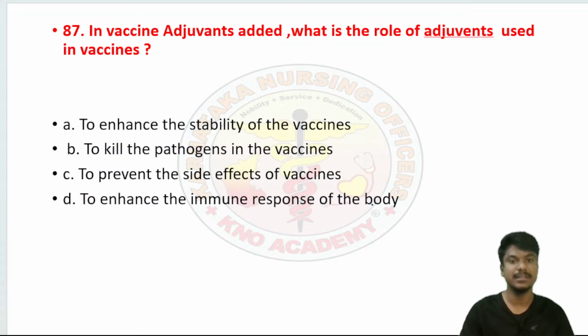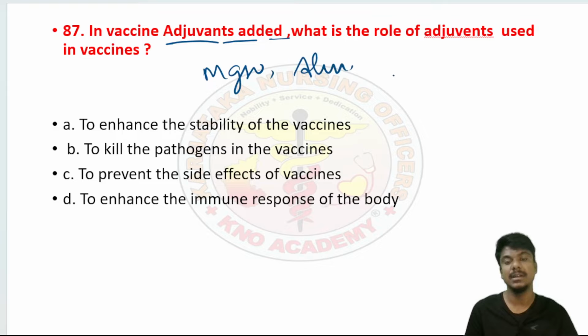So, next question, the 87th question. In a vaccine, adjuvants are added, for example magnesium sulfate and aluminum hydroxide. These are some examples of adjuvants. Here the examiner is asking what is the role of adjuvants used in vaccines.